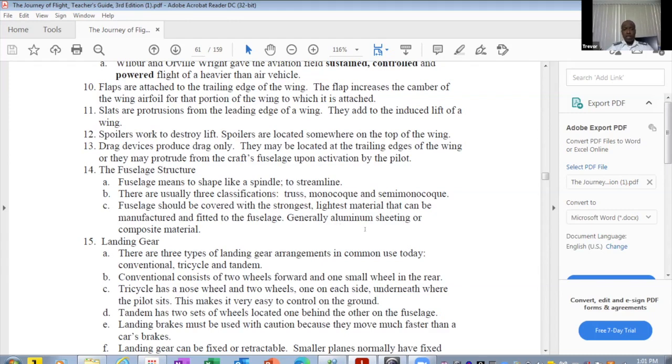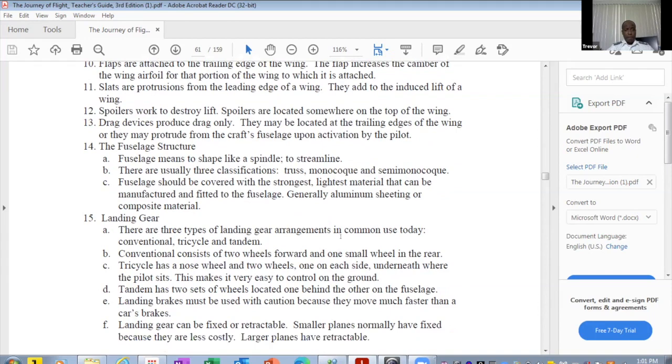The fuselage should be covered with the strongest, lightest material that can be manufactured and fitted to the fuselage, generally aluminum sheeting or composite material, right? Back in the days, they used canvas. Now in our modern times, they use aluminum and fiberglass.